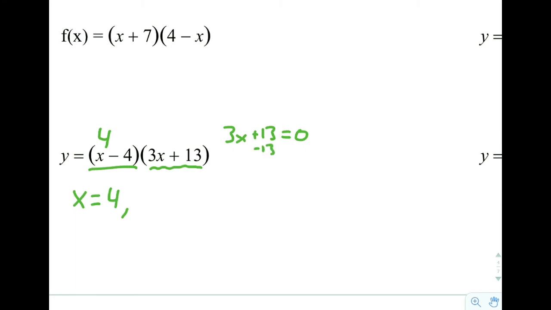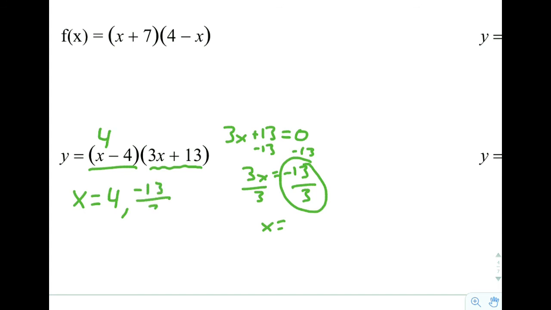If I subtract 13 from both sides, I end up with 3x equals negative 13. And then if I divide both sides by 3, I get x is equal to negative 13 thirds. If you were to round that off in your calculator, negative 4.3 repeating, you could do that. This answer is actually going to be the best way to leave it, just as a fraction. So negative 13 over 3.